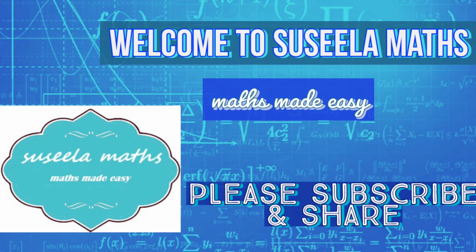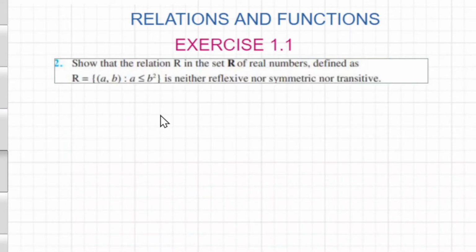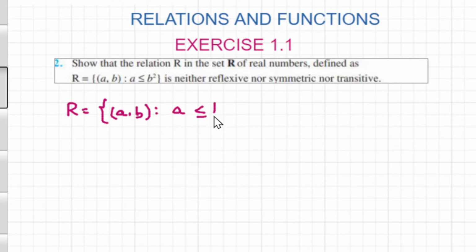Today we are going to see the relations and functions, exercise 1.1, second sum. Show that the relation R on the set of real numbers, defined by R equals the ordered pairs (a, b) such that a is less than or equal to b squared, is neither reflexive nor symmetric nor transitive. Here we are going to prove that.